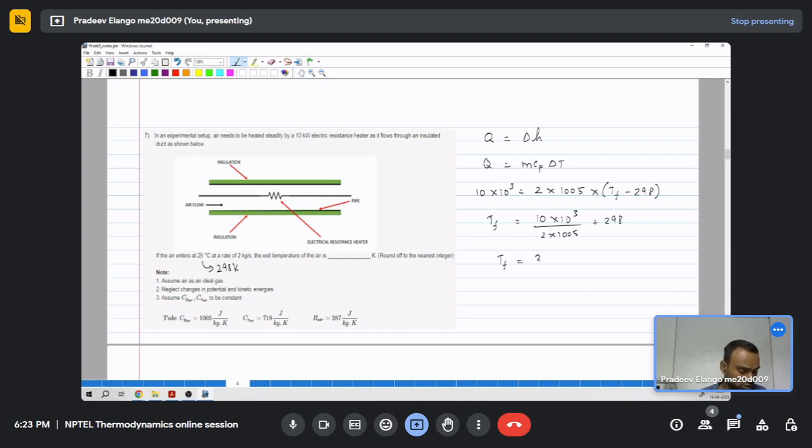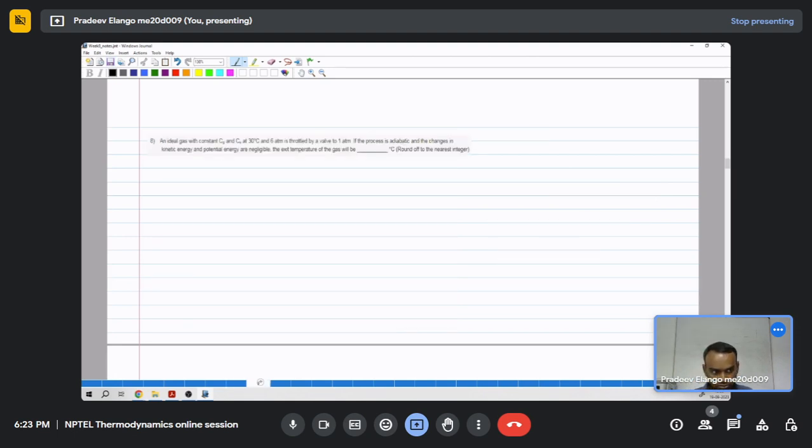This is 302.975 Kelvin. So rounding off to the nearest integer, we will have 303. Next problem.